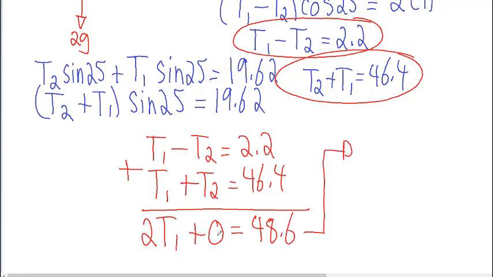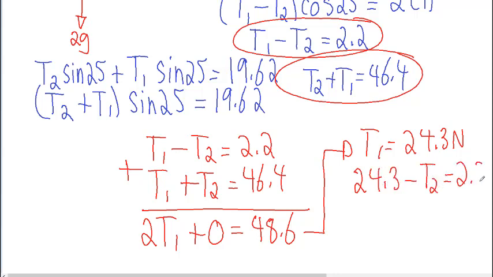Find T by dividing both sides by 2 and you can clearly see that it gives you T1 is equal to 24.3 newtons. Go ahead and substitute T1 into any of these equations. Let's do this one. Looks easier. So 24.3 minus T2 equals 2.2. Add T2 to both sides, subtract 2.2 from both sides, and you will get T2 is equal to 22.1 newtons.